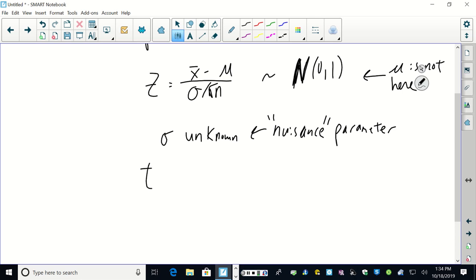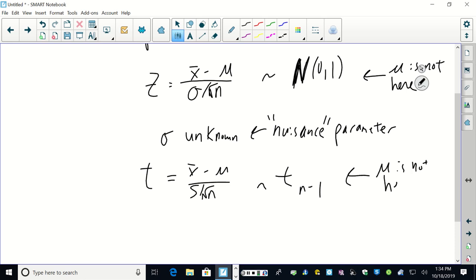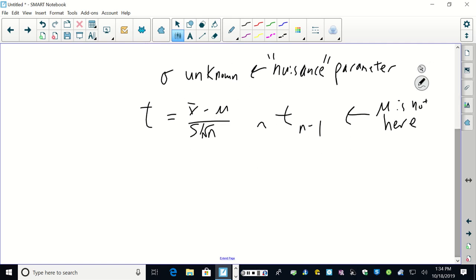So t, when we take x bar minus mu and divide by s over the square root of n, and the data were normal, this thing had a t distribution with n minus 1 degrees of freedom. And again, mu is not here. So again, this t ends up being a pivot. So we can make a probability statement about t, and then plug in this function here, and then unpack it and come up with a confidence interval. Right? And so pivots in both of these cases were key to us being able to figure out confidence intervals.